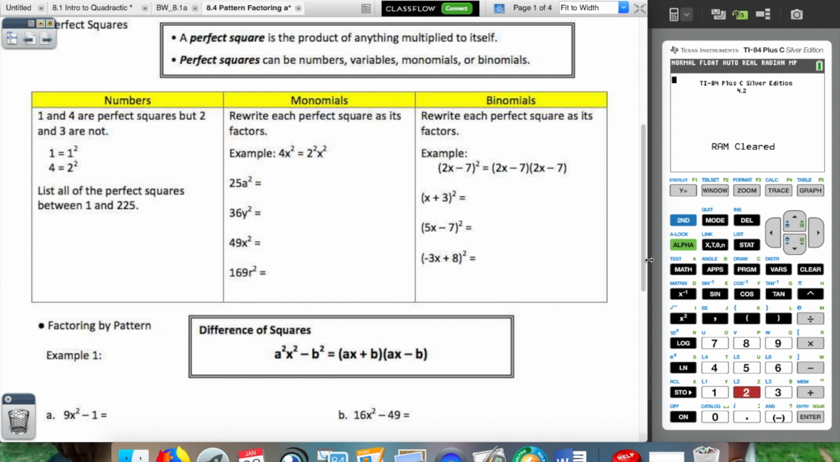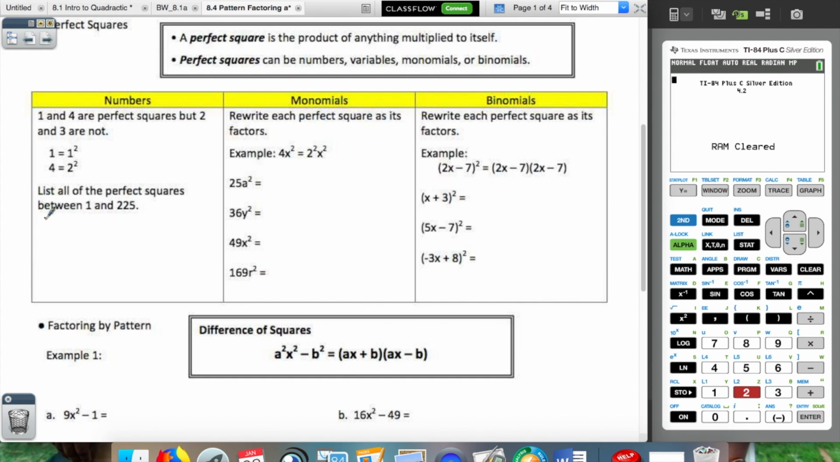So let's take a look first at our first block. Let's look at when it's just numbers. So when we have numbers, we know that 1 and 4 are perfect squares, but 2 and 3 are not. That's because 1 is equal to 1 squared and 4 is equal to 2 squared. There's nothing we can multiply by itself or square that'll get us 3 or 2. So let's list all of our perfect squares from 1 to 225.